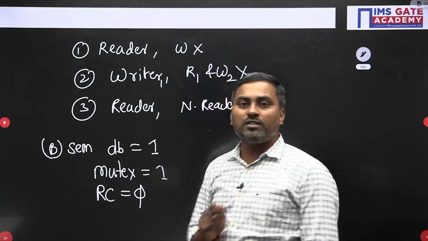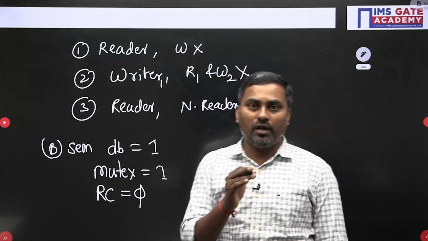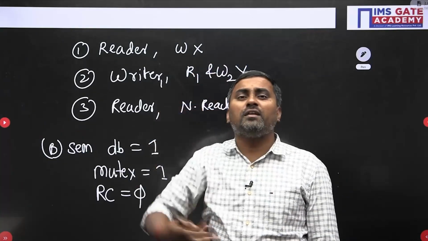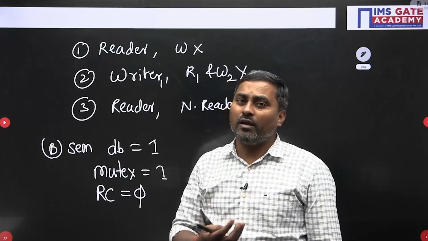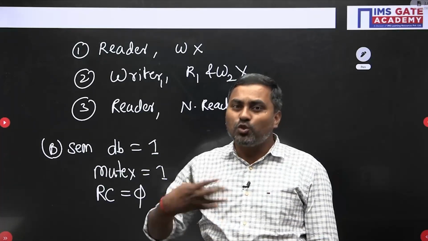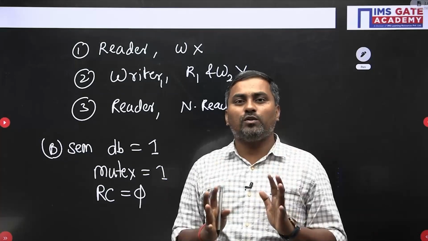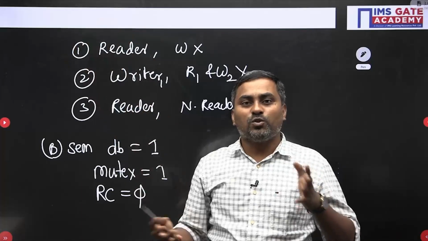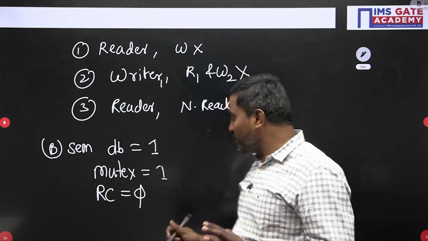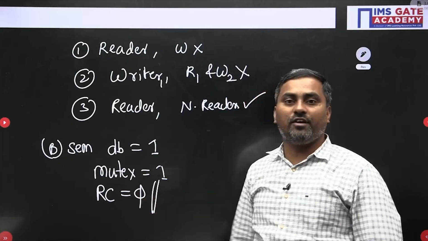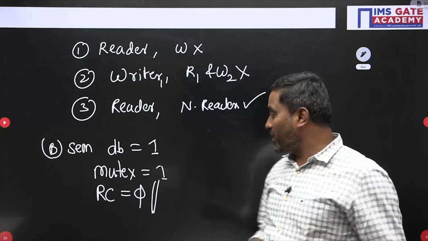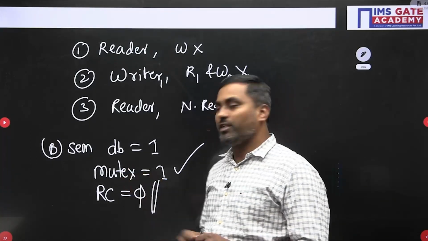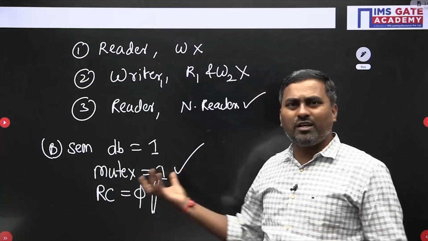Now this mutex provides mutual exclusion because when readers come, they increment the count of how many came, and while leaving the database they reduce the count. So the first reader and the last reader use the shared variable RC. To control this shared variable, I will use the mutex, a binary semaphore initialized to 1. With this, we can start writing the code.